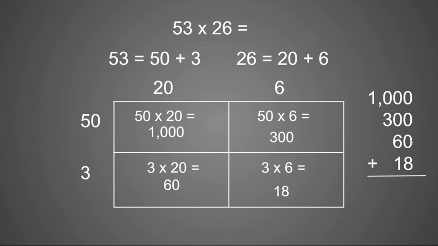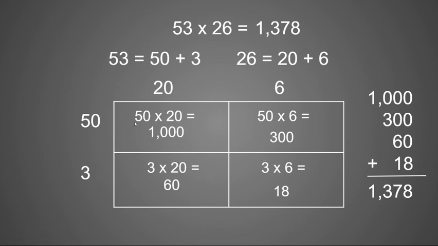When I add these together, I have zero plus 8 is 8, 6 plus 1 is 7, bring down my 3 and bring down my 1 to get the answer 1,378. So 53 times 26 is equal to 1,378. So again, when we're using the area model to multiply 2 digits by 2 digits, it's very similar to what we did when we multiplied 2 digits by 1 digit. We just need to add an additional box.